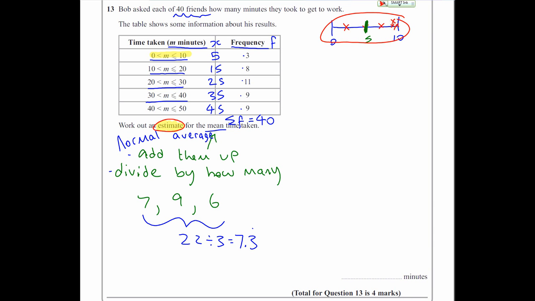I hope that is clear, some of the background things about what's going on. Now what we need to do is think, well, there's 3 numbers between 10 and 0. So our estimate of 5, we're going to multiply it by 3. That gives us 15. You might have seen this column called f times x. The frequency times x, your midpoint. Next one is 15 times 8. Use your calculator or do it in your head. As long as you get it right, I don't mind. 25 times 11.